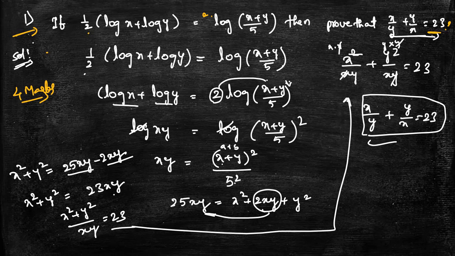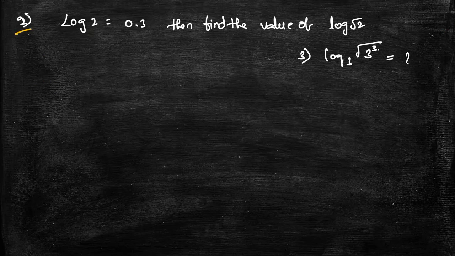Now moving to the next question. The second question is: log 2 is equal to 0.3, then find the value of log root 2. He is asking us to find the value of log root 2. And the third question given here is log base 3 of the square root of 3 cube, and we have to find this value also. First we do the second one. Now the second solution.